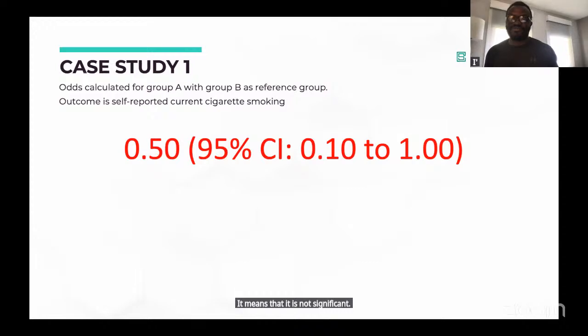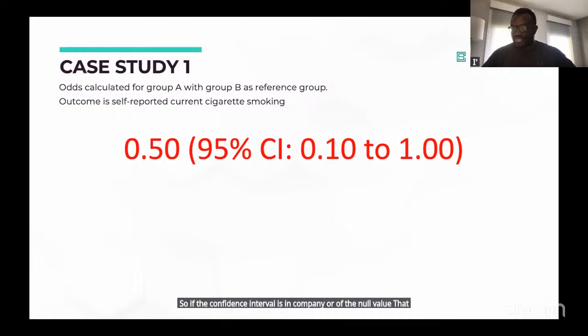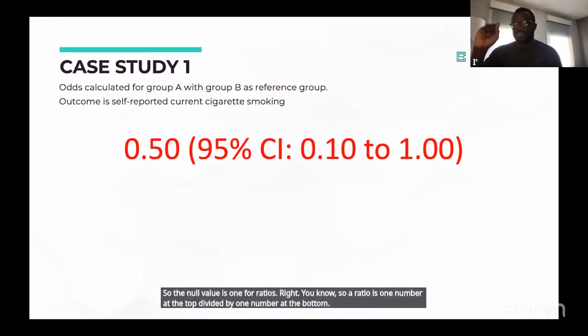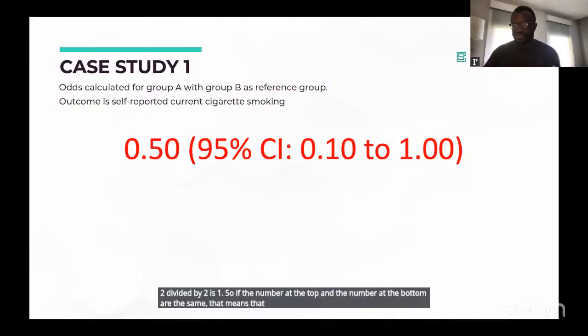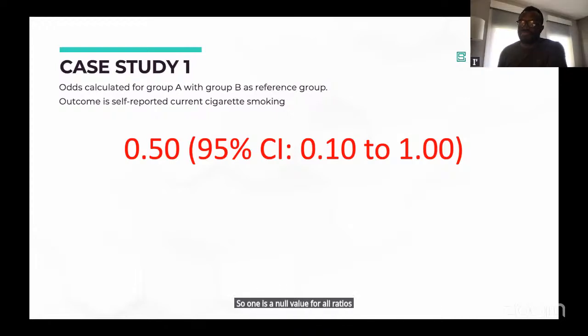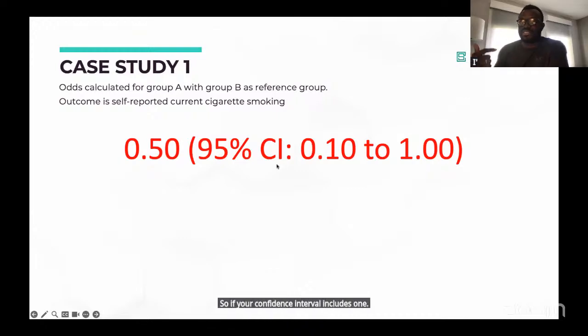And this should be intuitive to us, right? If you have a kid and the kid is in company of guys who are very sketchy, it's like, show me your friends and I'll tell you who you are. So if the confidence interval is in company of the null value, that means it is null itself. So the null value is 1 for ratios, right? A ratio is 1 number at the top divided by 1 number at the bottom. 2 divided by 2 is 1. So if the number at the top and the number at the bottom are the same, the ratio of them will be 1. So 1 is the null value for all ratios, whether it's risk ratio or odds ratios or rate ratios or whatever ratio. So if your confidence interval includes 1, it means that your result is not statistically significant.